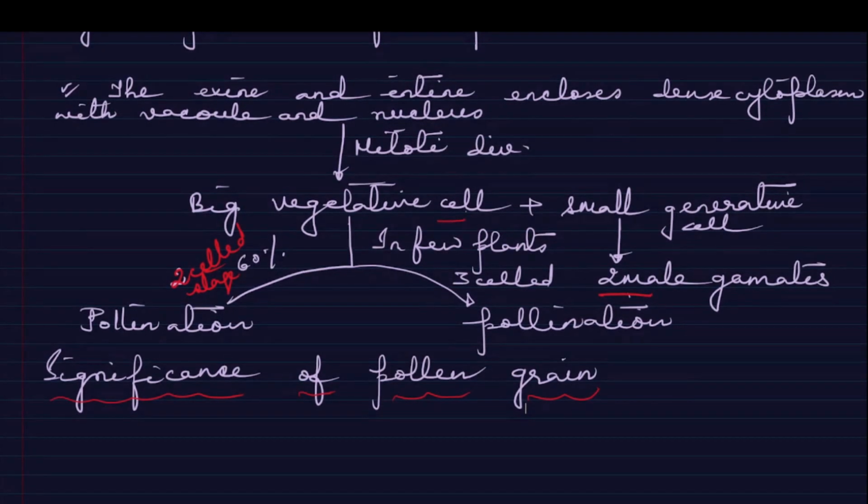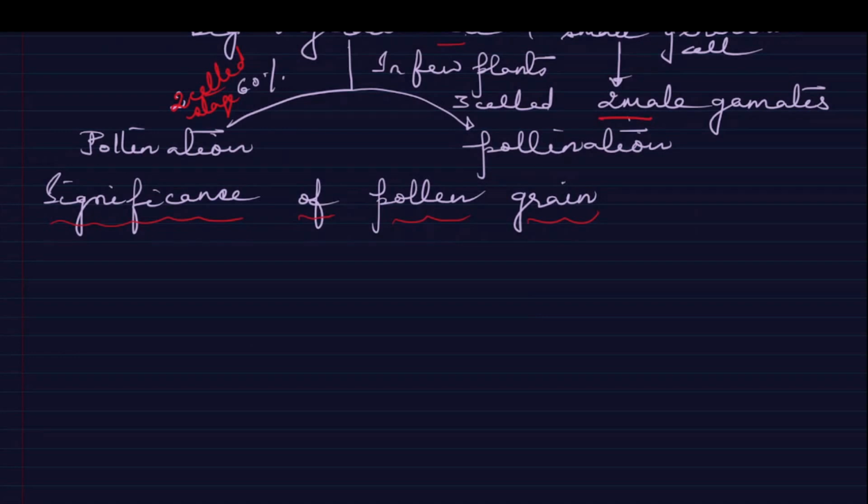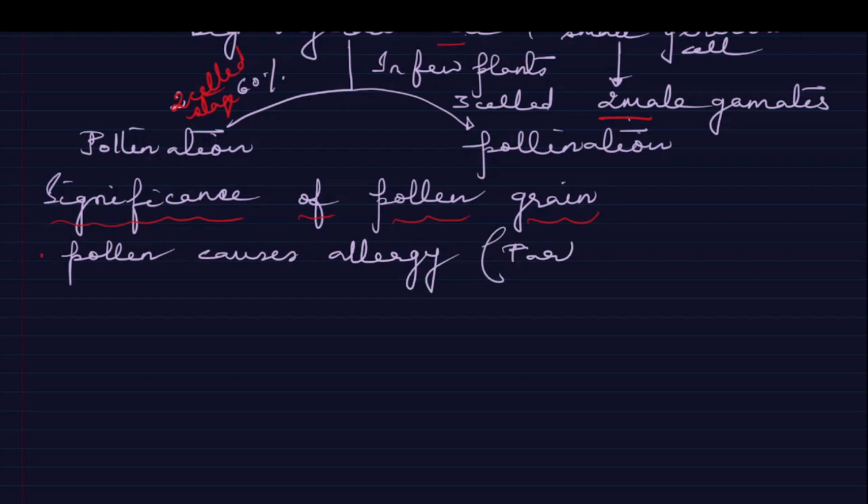First is what? If we go to the bad one, the first point is that pollen causes allergy. This is a bad effect. And the best example will be what? Parthenium, carrot grass. In common language, it is carrot grass. So these questions all come, so whatever I am discussing is according to the questions. Next, the advantages.